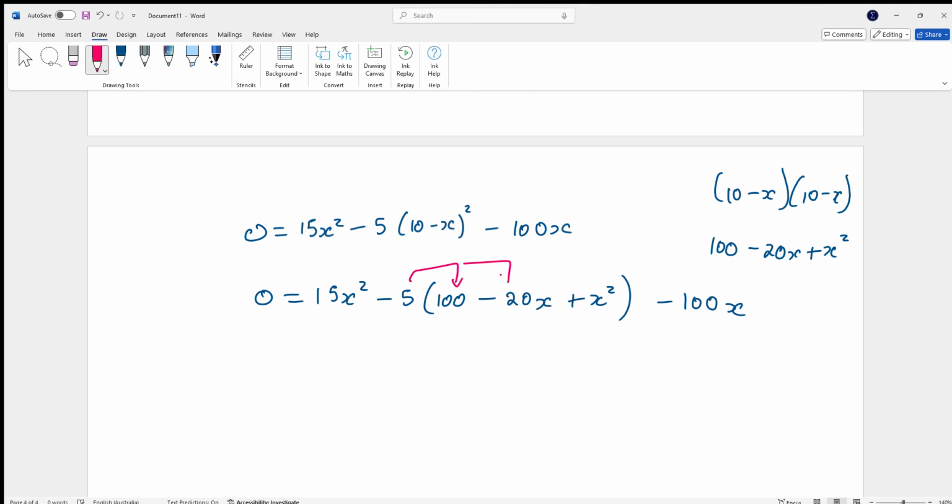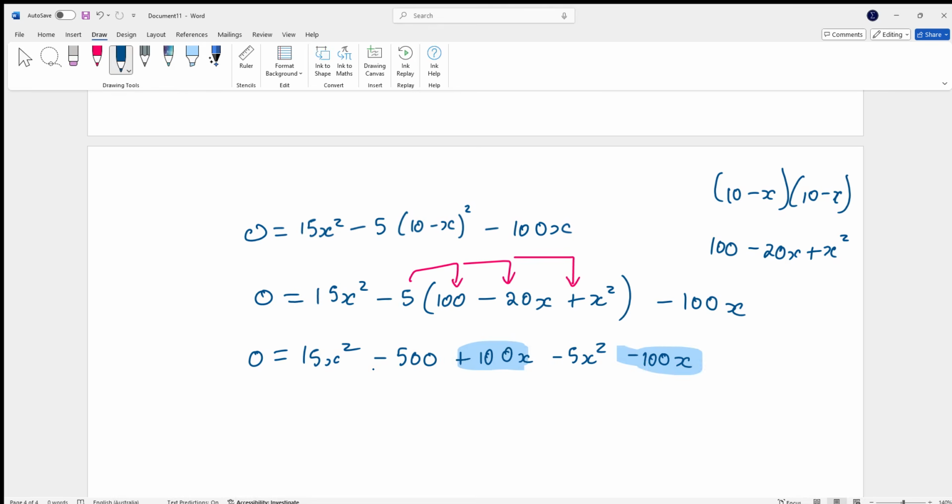Multiply the negative 5 out to here. So negative 5 times 100 is negative 500. Negative 5 times negative 20x is positive 100x. Then you're going to have minus 5x squared. And then here, minus 100x. Hopefully you can see what I can see. Those guys cancel out, and you can also see these guys adding together. So 0 equals 10x squared minus 500.